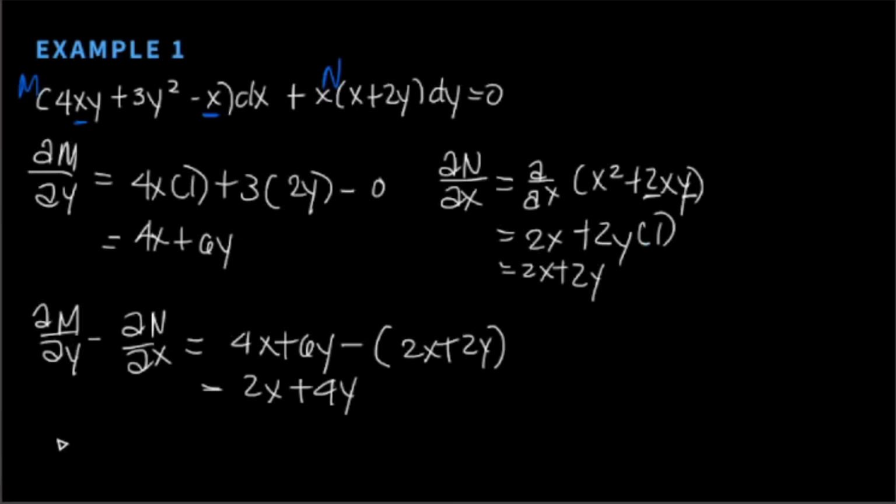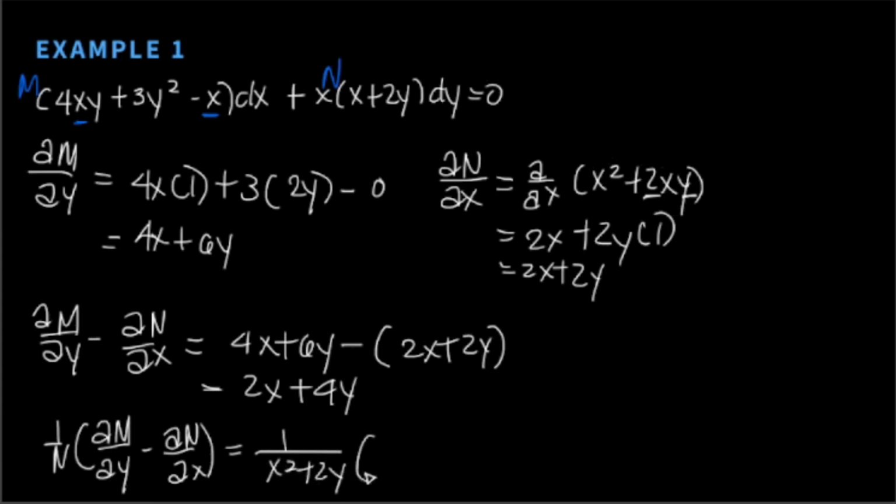So, magiging siyang 1 over N times dM over dy minus dN over dx is equal to, copy natin yung 1 over N natin is ito, or ito na lang kasi na-distribute na. So, x squared plus 2y times 2x plus 4y. So, pwede natin gamitin dito itong form na to. So, erase ko lang to. So, magiging siyang x times x plus 2y.